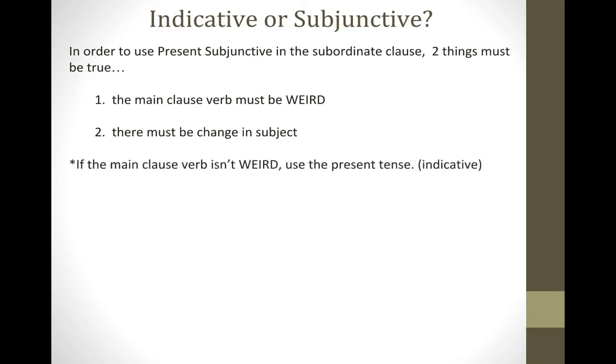Okay, so what happens if these two things are not true? Remember that if that main clause verb is not weird, we will use the present tense. For example, I know that today is Monday. I know is my main clause verb, and that is not a weird verb. That's actually a verb of certainty, so I do not use subjunctive. I would say, yo sé que hoy es lunes. And if there's no change in subject, you will use an infinitive. We want to go to the movies. Queremos ir al cine. We hope to study tonight. Esperamos estudiar esta noche.